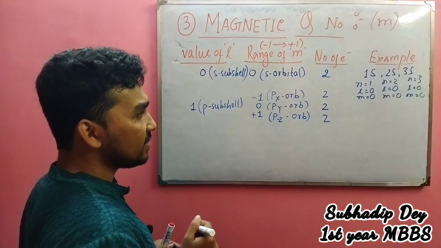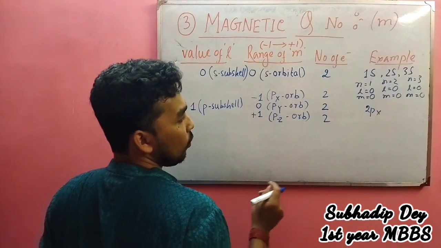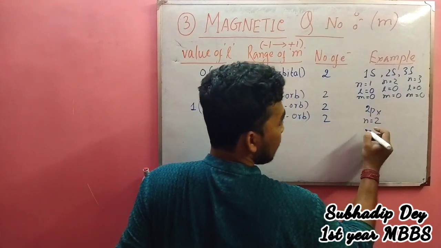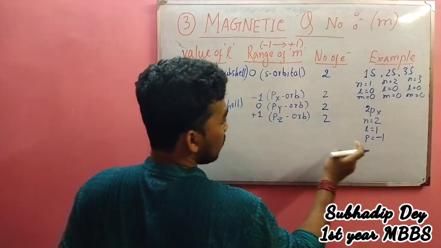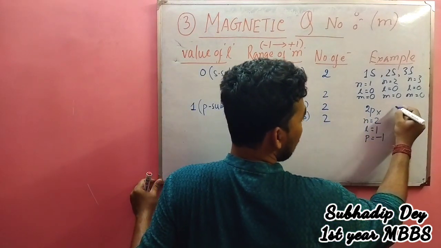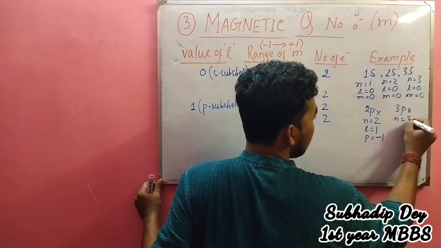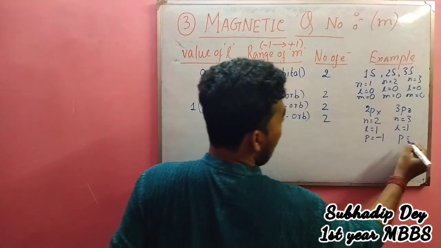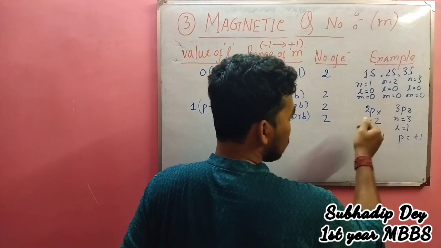अब एग्जाम्पल देख लेते हैं. चलिए, मान लीजिए 2px. What does it mean? It implies that n equal to 2, l equal to 1 and m equal to -1. You see, for px the value of m is -1, so m is -1. Now let us assume 3pz. So यहाँ पर n is 3. You see, l is 1 and m is +1. So in this way you should write the address of an electron.